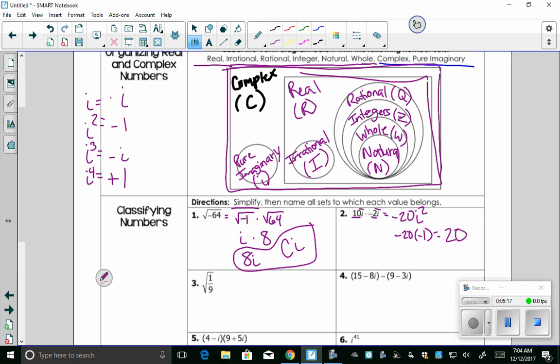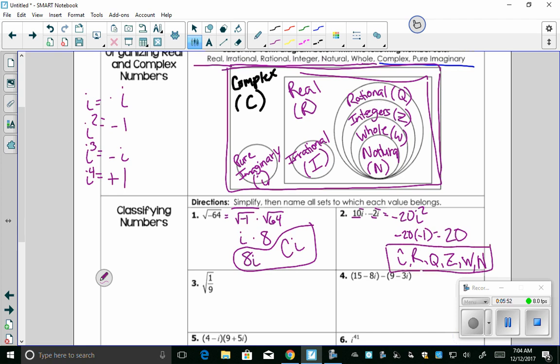So positive 20 is a complex number. It's real. It is rational because it doesn't have a decimal. It is an integer, again because it doesn't have a decimal. It's a whole number because it's not negative. And it's a natural number because it's bigger than 0.